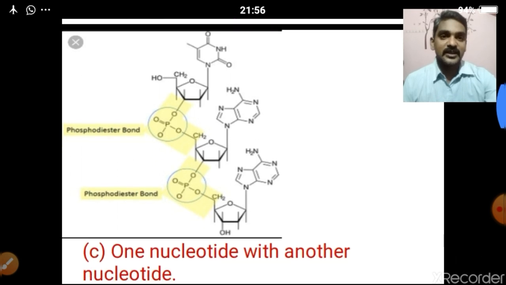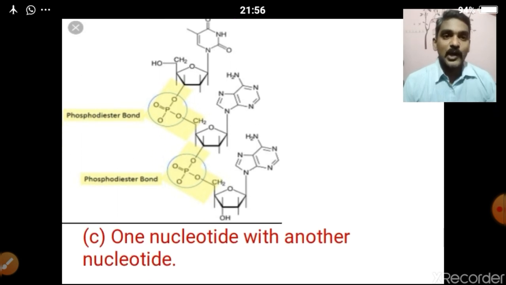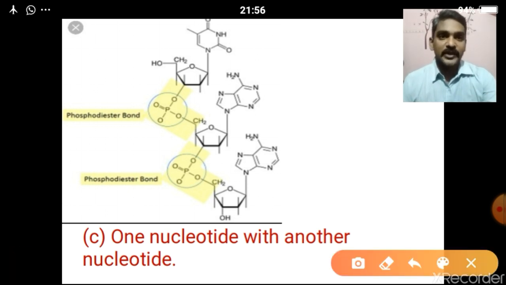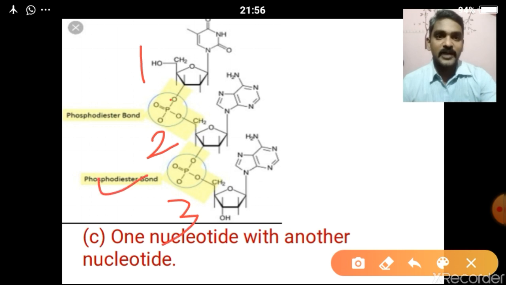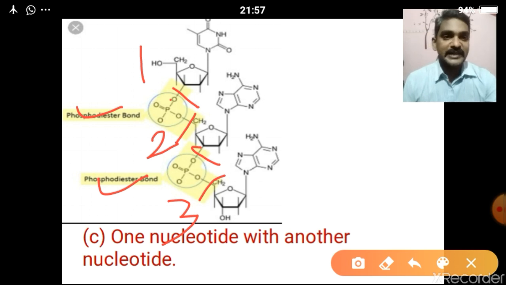So you can see it here more clearly. See the yellow color. The yellow color shows the phosphodiester bonds, the phosphodiester linkages between one nucleotide and another nucleotide. So this will be between the first and second nucleotide, and here between the third and fourth. See here, this is the first phosphodiester bond, this is the second phosphodiester bond. So why is it diester? Here one bond and here one bond, so totally 2. So diester. Again here one and here one, so totally diester, phosphodiester bonds. So 1 nucleotide with another nucleotide linked by the phosphodiester linkage.